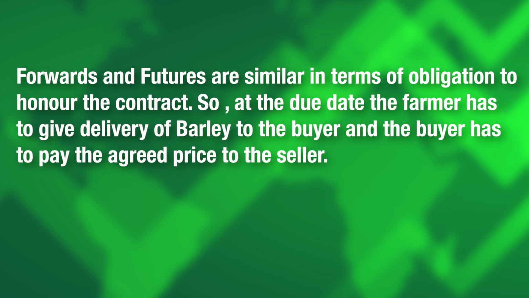Forward and futures are similar in terms of obligation because in both cases the buyer or seller has to give the delivery and pay the price physically to honor the contract. So at the due date, the farmer has to give delivery of barley to the buyer. For example, in this case, the barley, it can be wheat or any other product also, and the buyer has to pay the agreed price to the seller.